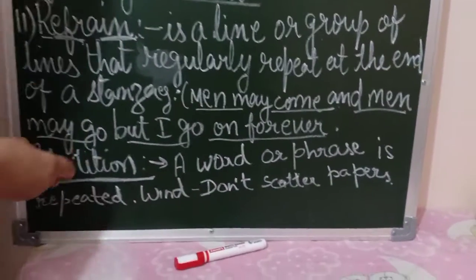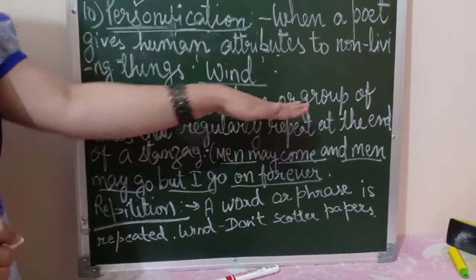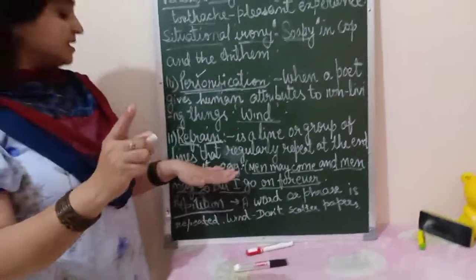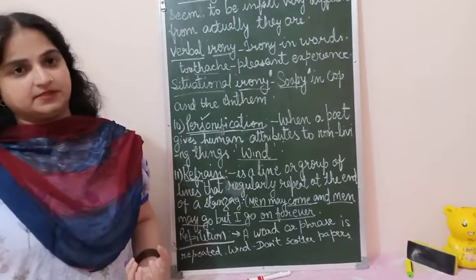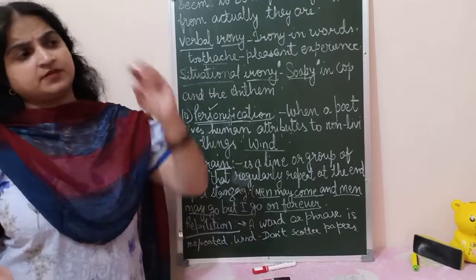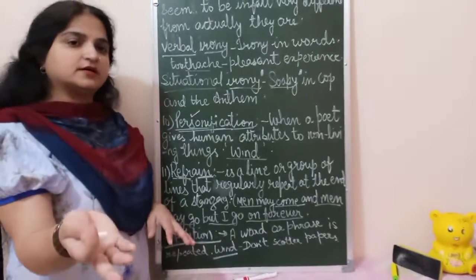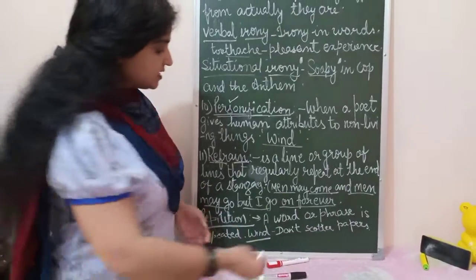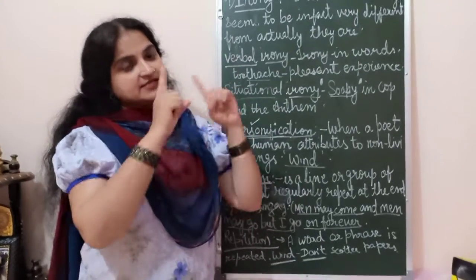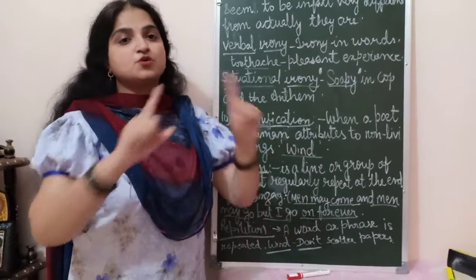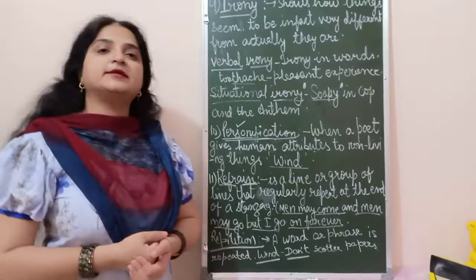There is a difference between repetition and refrain. Most often we get confused between refrain and repetition. Refrain means a complete line or a group of lines that regularly repeat at the end of the stanza. But in repetition, a word or a phrase is repeated, maybe in one or two lines only. Like in the poem Wind, which class 10 students have also already studied, the word don't is repeated at the beginning of two or three lines. In the second stanza: don't scatter the papers, don't destroy the doors, don't break the shutters of the windows. So the word don't is repeated again and again.